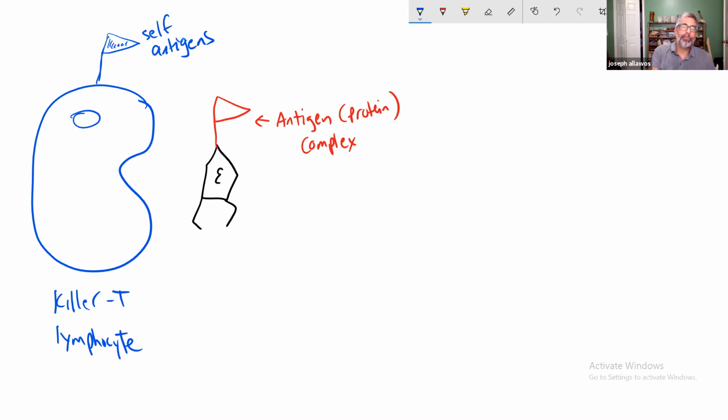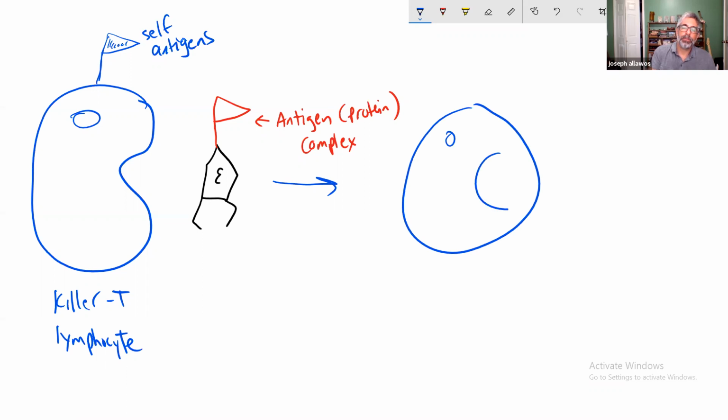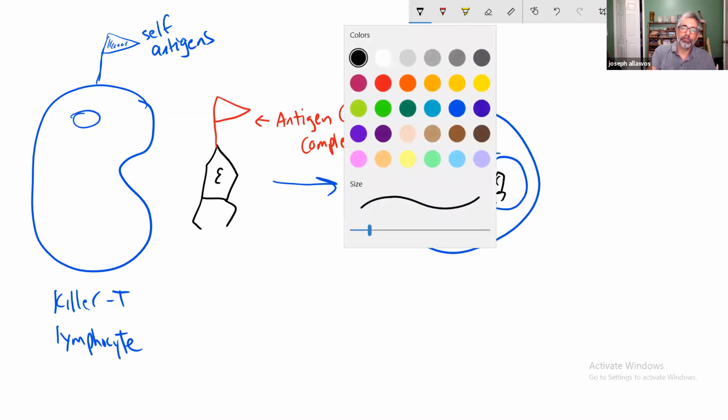So what then happens is the killer T cell's job, literally, is to come and engulf this, right? Endocytosis, right? And so then this virus ends up being engulfed, and it would be then inside this killer T cell, where it would then be destroyed, right? It would be got rid of.